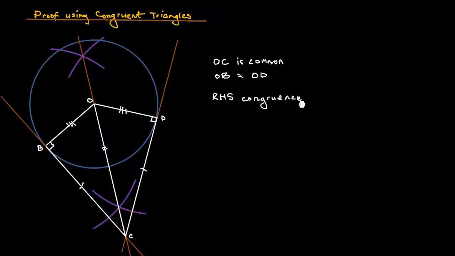If you've got RHS congruence, then you've proved that all the sides and all the angles of both these triangles must be the same. Therefore, CB must be congruent to, or equal to, CD, which was the theorem that we were trying to prove, or to be shown.